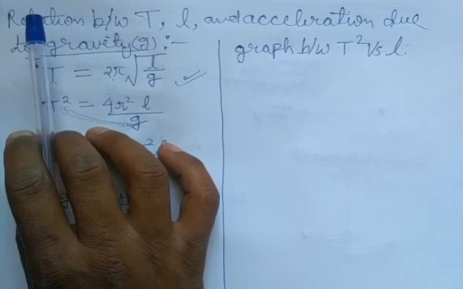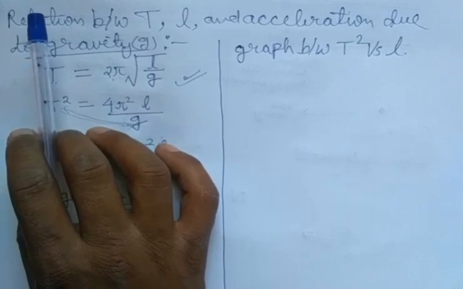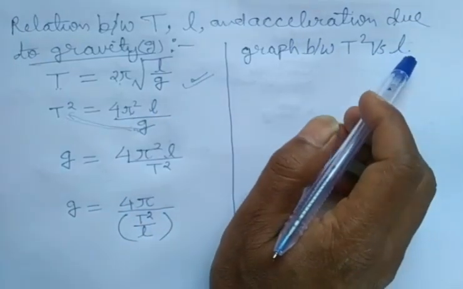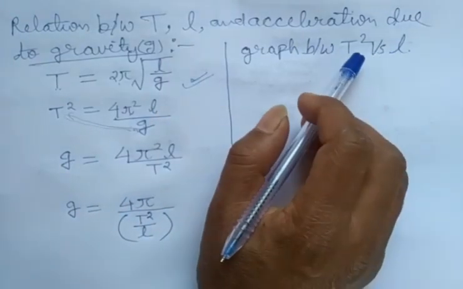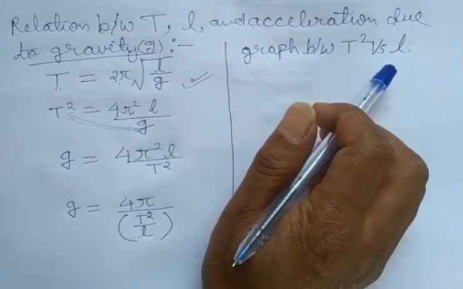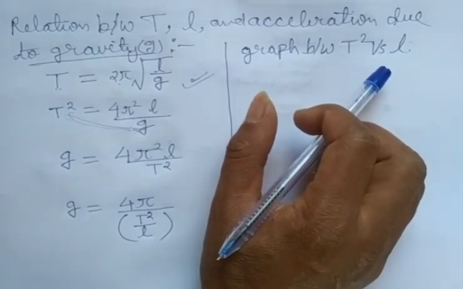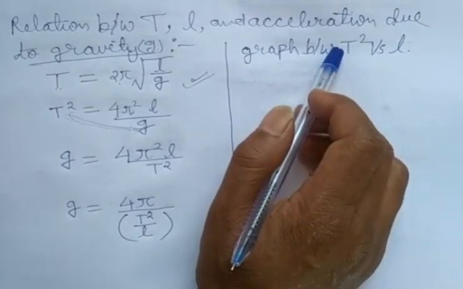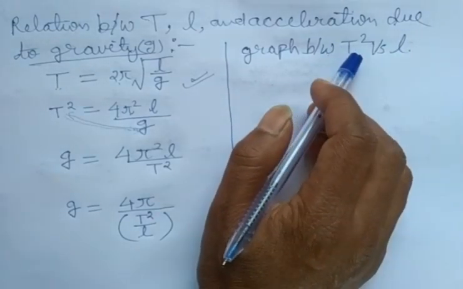values and we find the time period at different lengths. I mean, first time, let us suppose you took 2 meter length, then find the time period, then 1.5 meter, then 1 meter, then half meter. So you will get a set of lengths and corresponding times. And then you have to square those times.